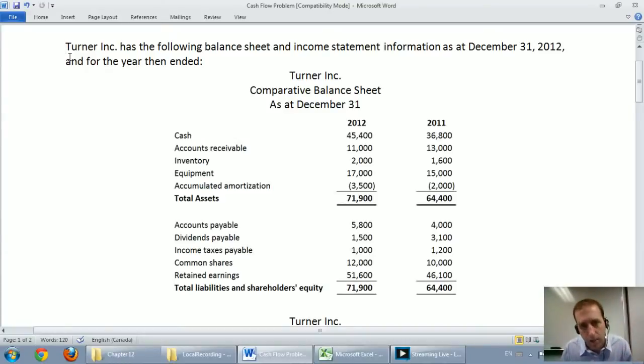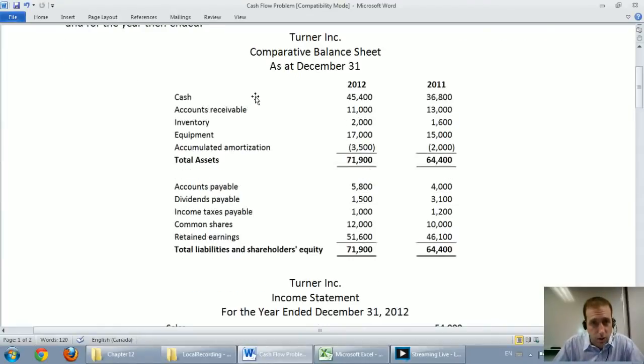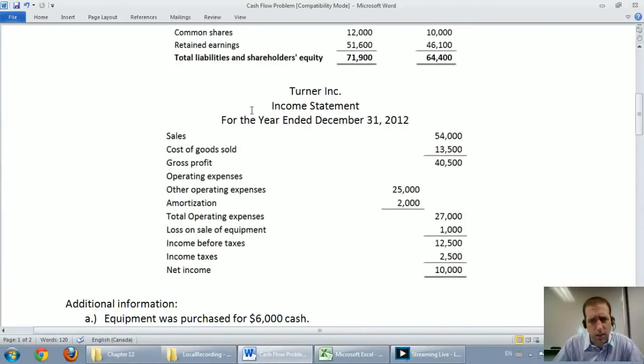I'm also going to use a template when I solve the problem. The template is also linked below, so if you just click on the links below, you can get all the information that I've got. So the question says, Turner Inc. has the following balance sheet and income statement information as at December 31st, 2012, for the year then ended. And there's the comparative balance sheet, and below is the income statement.